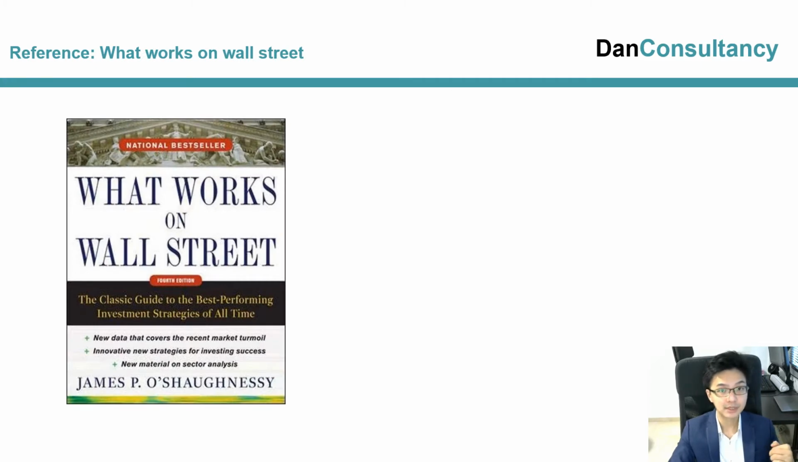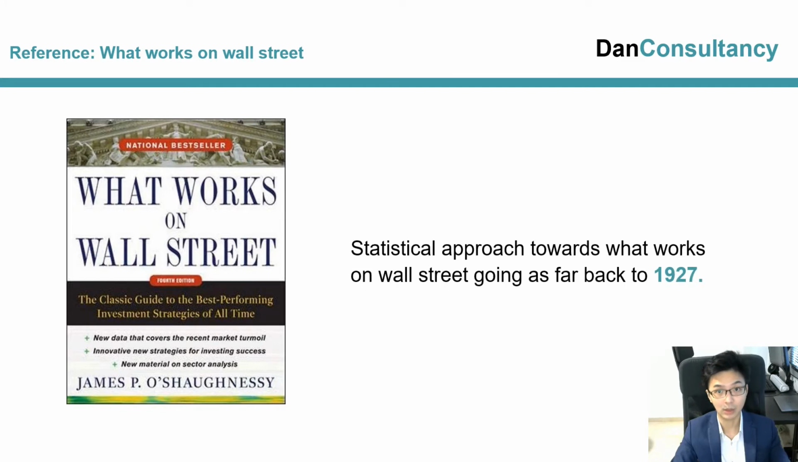For this part of this presentation, I will be using the insights provided by the book What Works on Wall Street, right? So if you guys want to dive deeper into it, I would highly recommend that you give this book a read. Basically, as the name suggests, the author of this book takes a very statistical approach to backtest the different indicators and examine what actually works on Wall Street going as far back as 1927. Right, without further ado, let's get started.